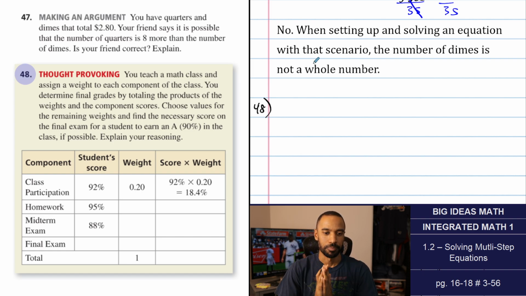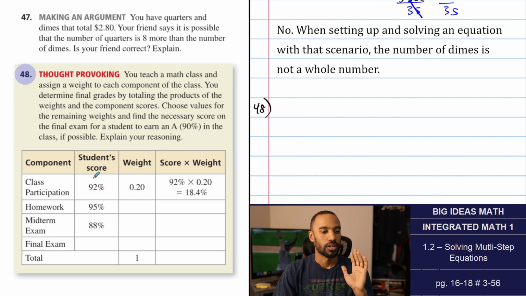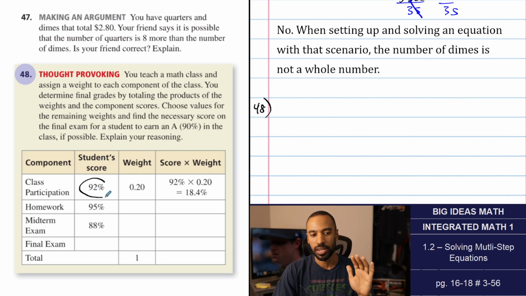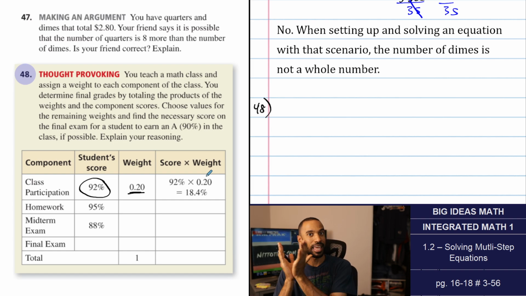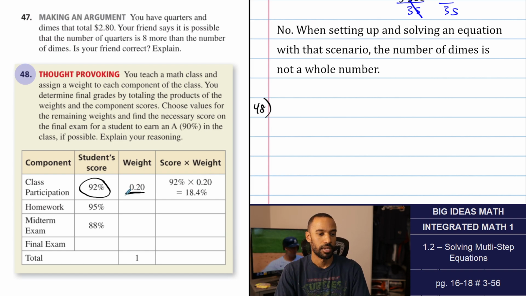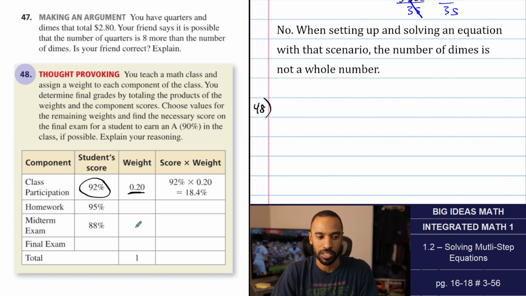Explain your reasoning. Okay. So to give you information on this, and this is how this stuff works. Class participation, students have a 92% in-class participation, but that accounts for 20% of the overall weight. So when they add up everything in their total, 18.4% of their overall grade is coming from this alone. Now, this is an open-ended thing where homework can come in and exams and final exam. So let's do a lesser weight here for homework. Let's give homework as just 10%.